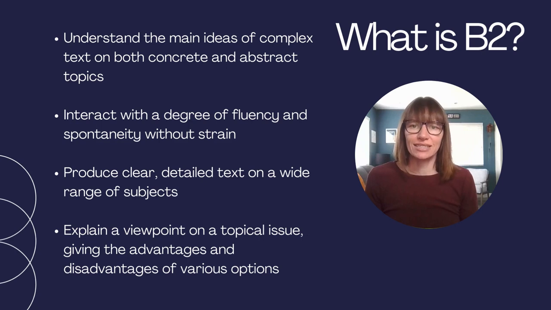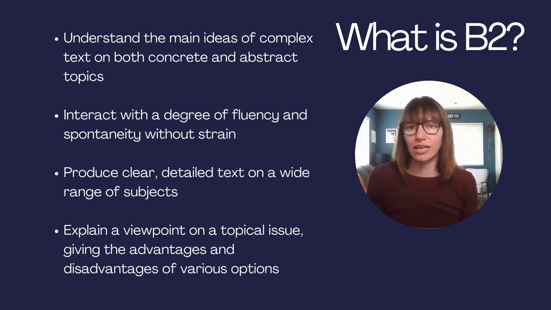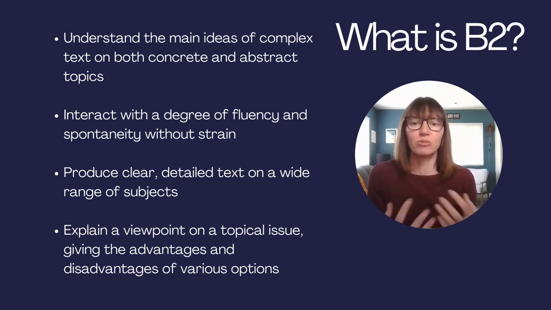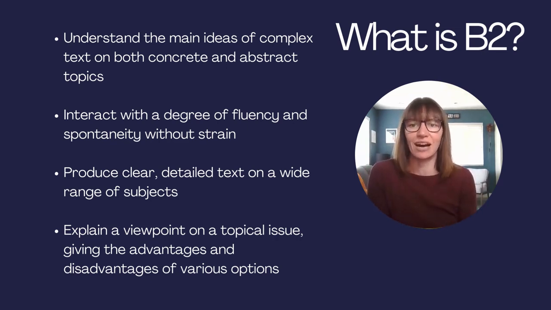So what exactly is the B2 level? You might hear it called upper intermediate, but according to the Common European Framework of Reference for Languages, or CEFR, at B2 level, you can understand the main ideas of complex text on both a concrete and abstract level. You can interact with a degree of fluency and spontaneity without strain. You can produce clear, detailed text on a wide range of topics, including technical topics, and you can explain a viewpoint on a topical issue, giving the advantages and the disadvantages of various options.